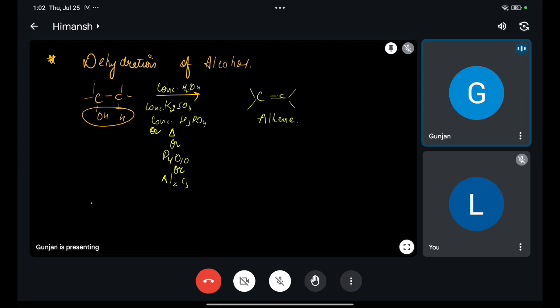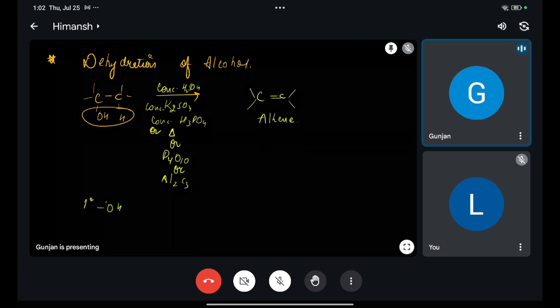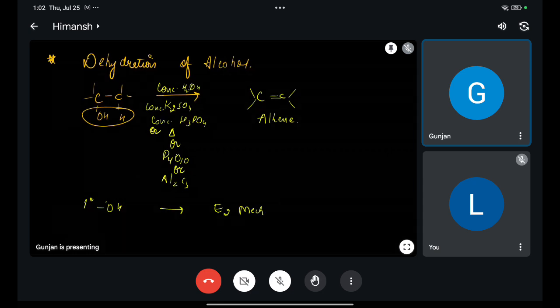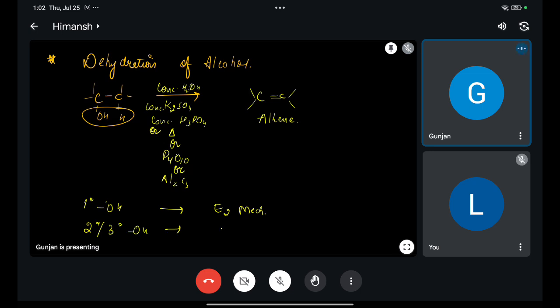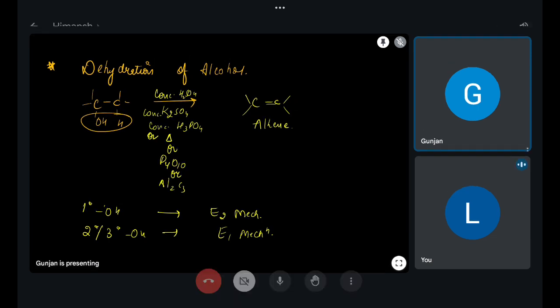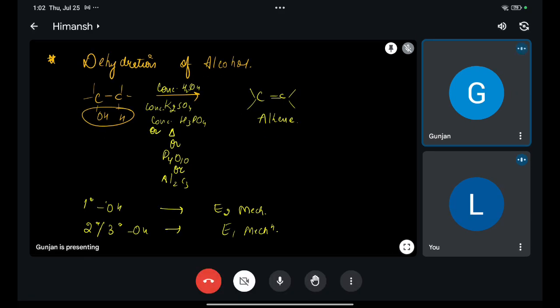Okay? So the simple procedure is 1 degree alcohol goes with E2 mechanism, and 2 degree or 3 degree will go with E1 mechanism. Right or no? Ma'am, in the previous example, why did you say only E2? E2 will undergo. See, because it's only incoming, either zinc or iodine initially attacks, then only the bond breakage happens.